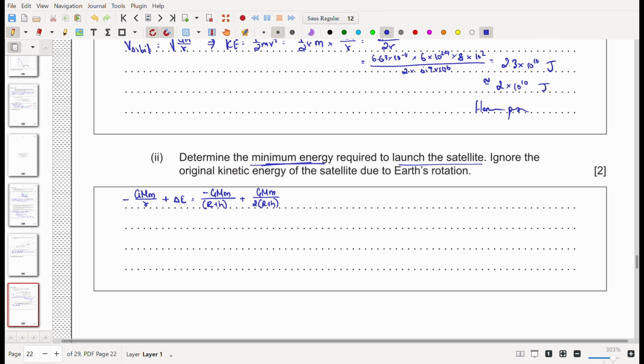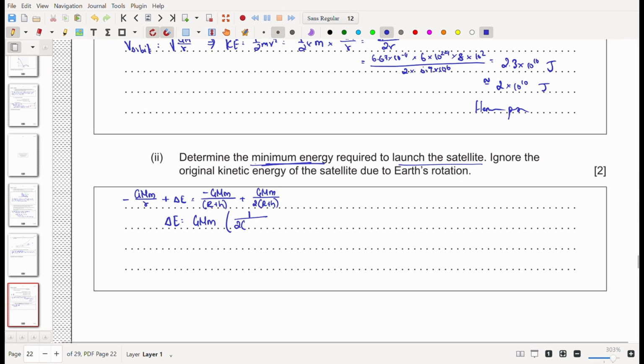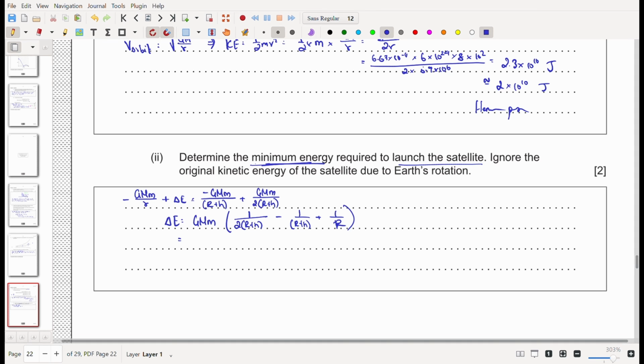So this means that delta E is equal to GMm, so I've just taken that out as common, 1 by 2 of R plus H minus 1 by R plus H plus 1 by R. And plugging these values in, we get a delta E of 2.7 into 10 power 10 joules. That's it.